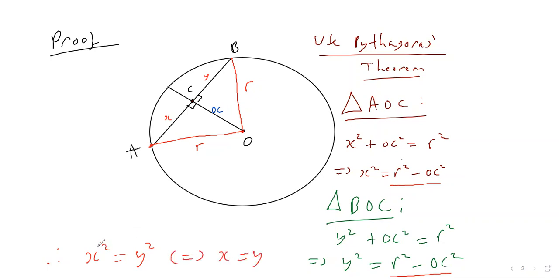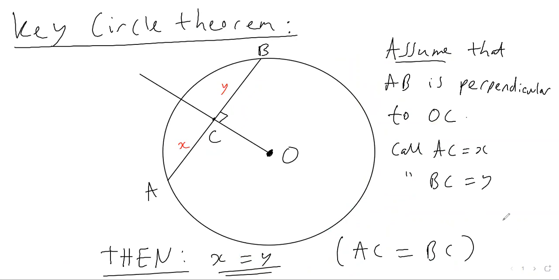Technically, you could have x equals plus or minus y, because when you square root an algebraic equation with real numbers, you get positive and negative real numbers. But because x and y are lengths, let's make it really clear that x and y are both greater than 0. Lengths can't be negative. Therefore, when we square root both sides of this equation, we do get x equals y. So this length is the same as that length, and that is the key circle theorem for today's video.